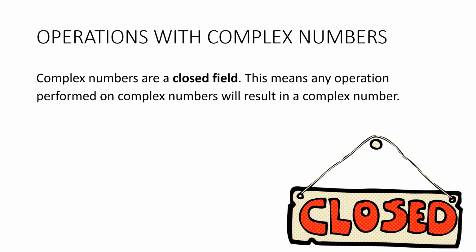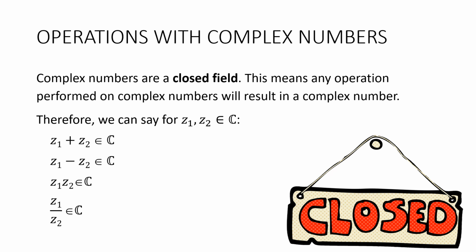Now, complex numbers are a closed field. That means that any operation performed on complex numbers is going to result in a complex number. So we can say if we've got two complex numbers, then the addition, subtraction, multiplication and division of those numbers will be a complex number.